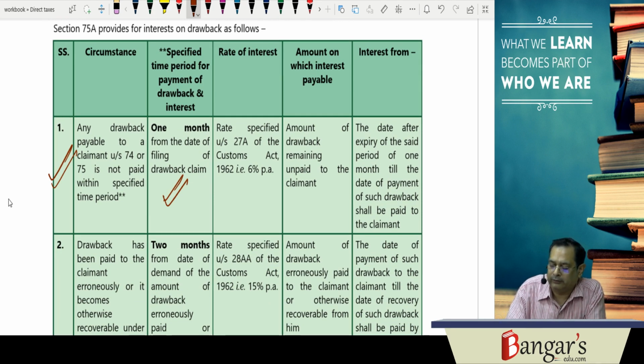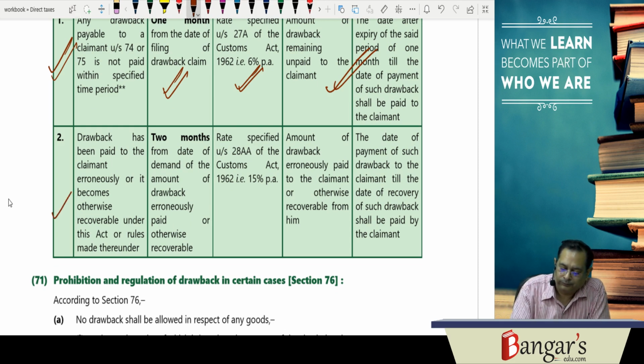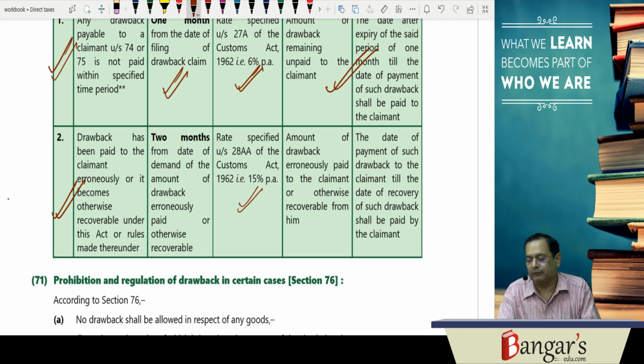We will be entitled to interest at the rate of 6% per annum after the expiry of 1 month till the date of payment of such drawback. And if the drawback is paid to the claimant erroneously, the same is to be refunded within a period of 2 months. If the same is not refunded, then you will be required to pay interest at the rate of 15% per annum, and the interest will run from the date of the payment of the erroneous drawback to the date of recovery of such erroneous drawback.